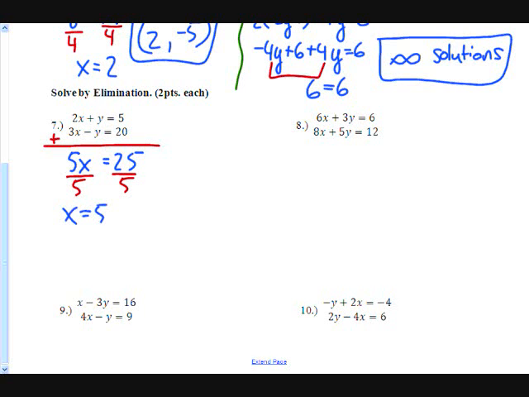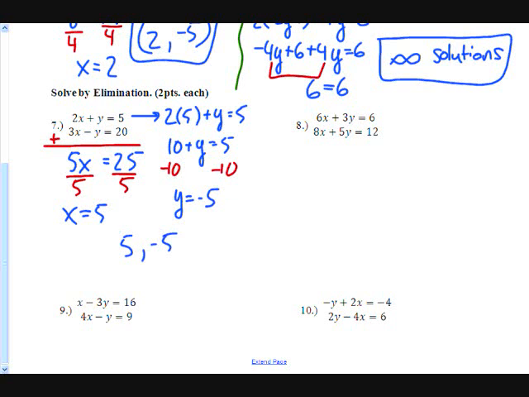But I'm not done. I still have to plug this into one of my equations. Doesn't matter which one. Whichever one looks easier. I'm going to plug it into the first one. So I've got 2x plus y equals 5. But instead of an x, I'm going to plug in what x is equal to, which is the 5. So I've got 10 plus y equals 5. I subtract the 10 from each side, and I find out that y equals -5. So once again, it's the ordered pair (5, -5), and that's it.